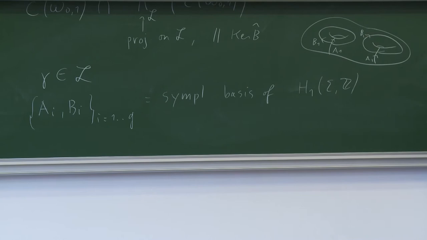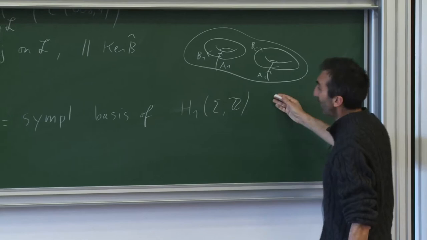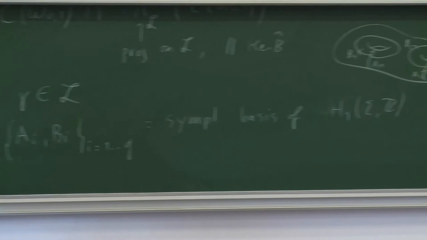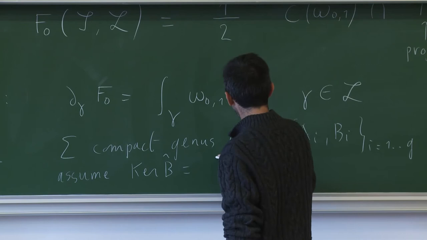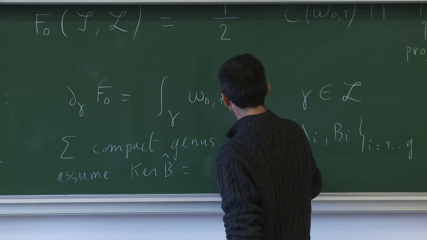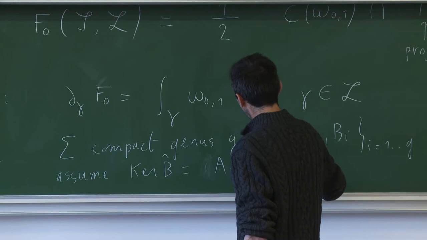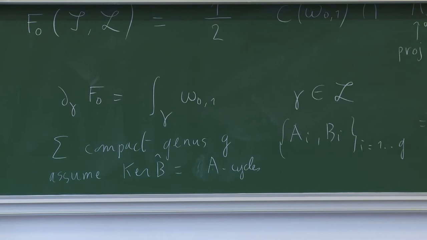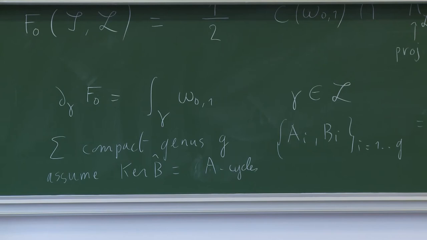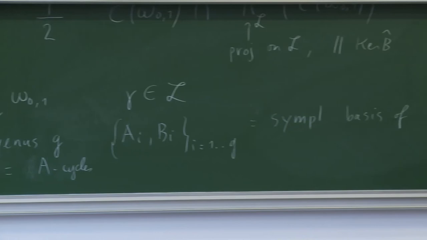And imagine, assume that the image of C hat is generated by the A cycles. So basically, we require that omega 0 2 vanishes on all A cycles but not B cycles. This is the situation that you most often have. In almost all practical examples, that's what you have.